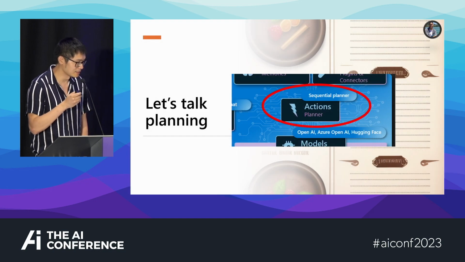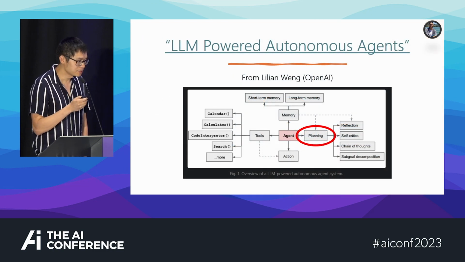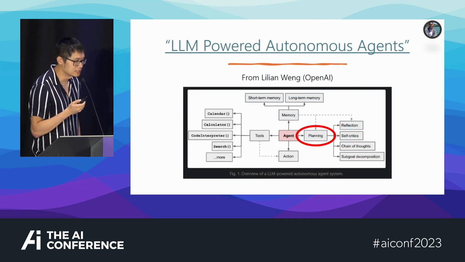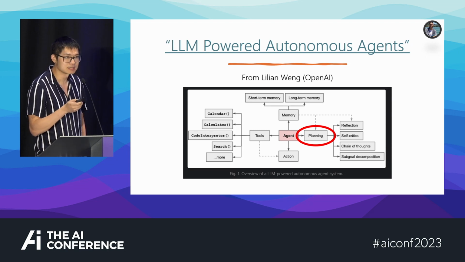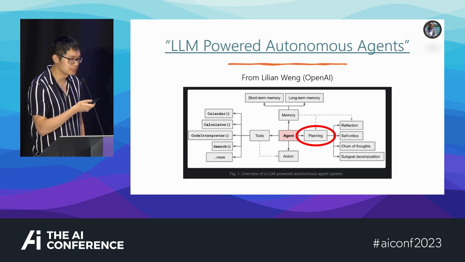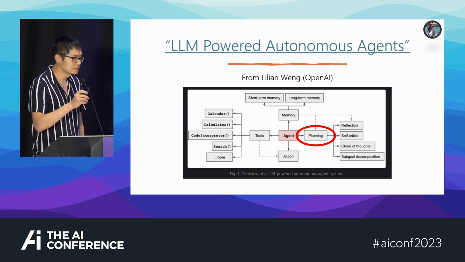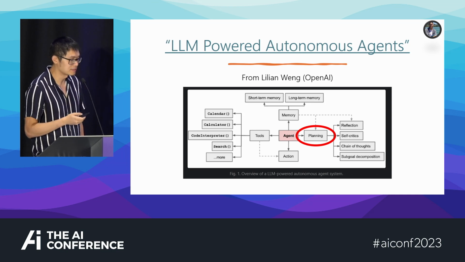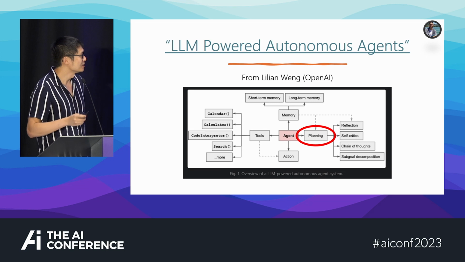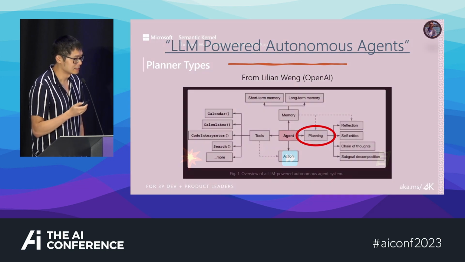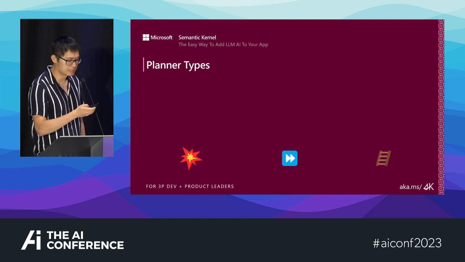Okay, so let's talk planning. There was this paper or blog post written by Lilian Weng from OpenAI called LLM-powered autonomous agents. And agents is another important term that is, in summary, combining tool use, planning, actions, and, if you're ambitious enough, incorporating memory as well. So this was a good one-picture view of what this concept looks like. And a big part of that is about planning.